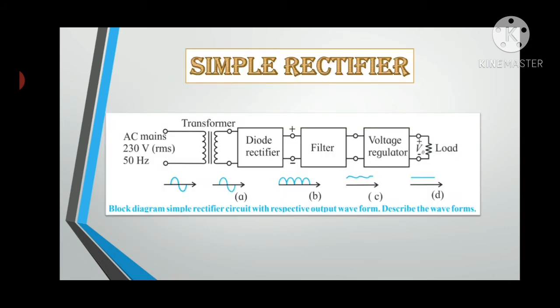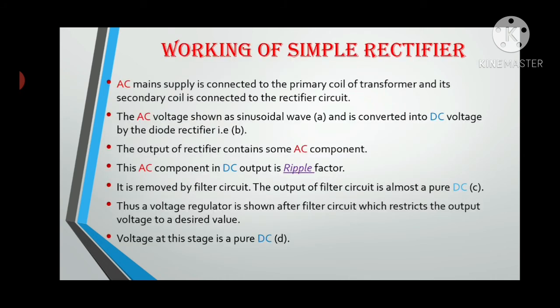So in the DC section, you can see that the DC voltage is always shown as a straight line, and the AC voltage is always shown as a sinusoidal wave. So this is the difference between the AC and the DC. These are the two symbols which you can recognize, the AC and DC. Therefore, after getting the output from the voltage regulator, we will get a pure DC voltage.